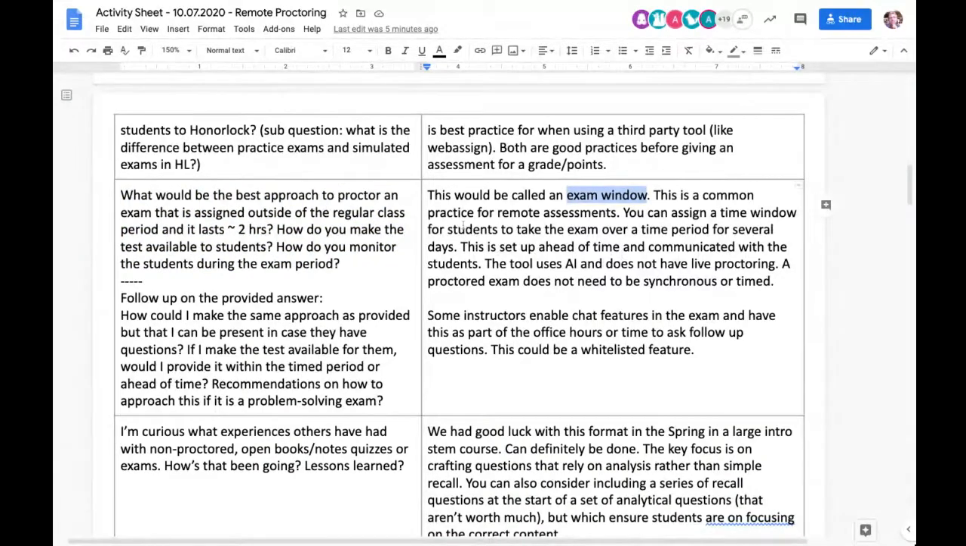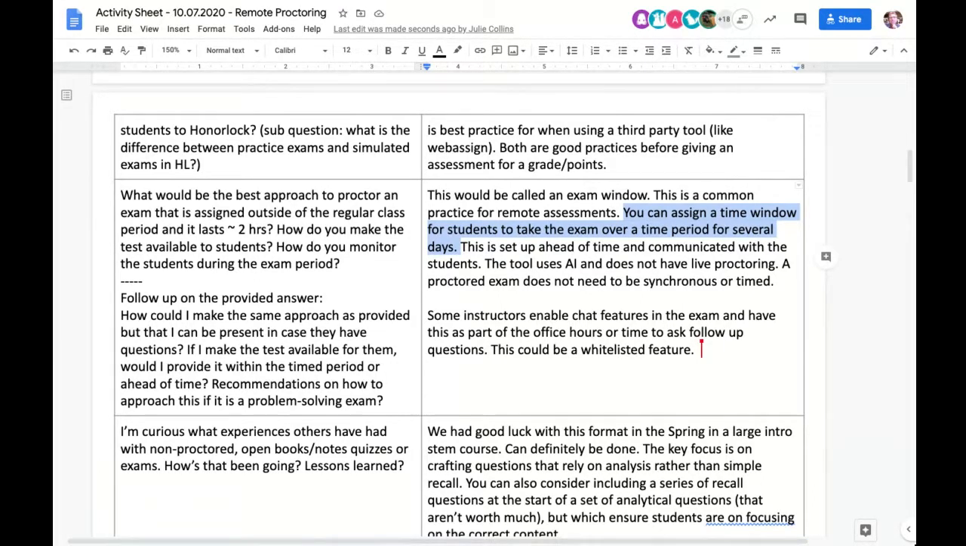So it's an exam window, and it's common practice. And I like this. You can assign a time window over several days that gives students that are having maybe issues with their children who are in school as well, a little bit more flexibility in when they need to take that time. Again, if you require that students only take a time within a very short exam window, you don't know what's happening to them at home.